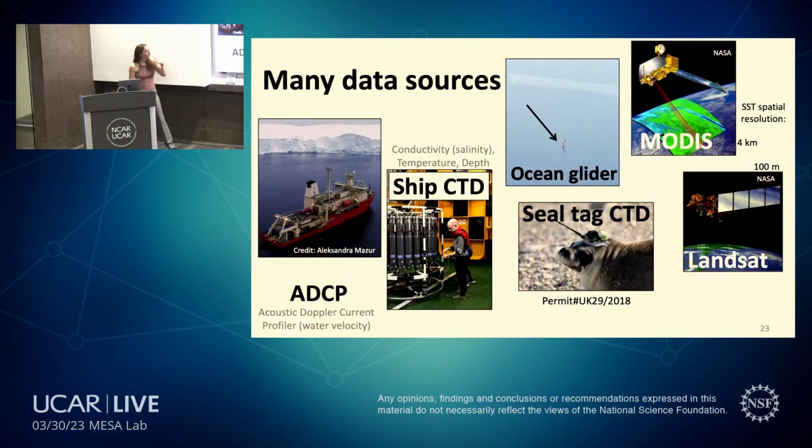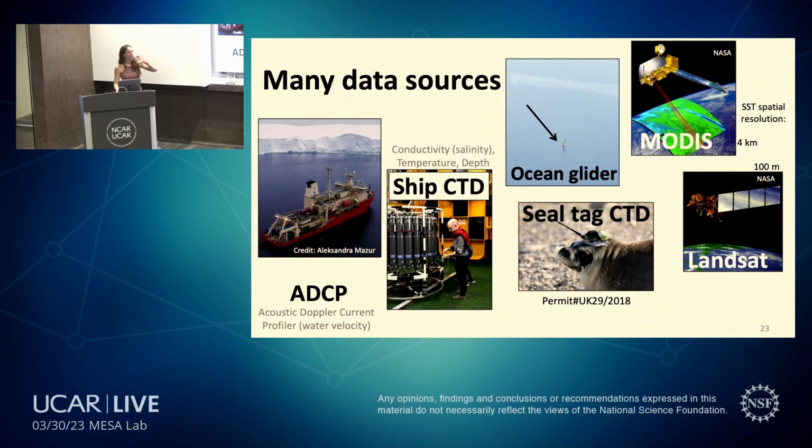As I mentioned, we're using lots of different data sources for this. For the field observations, we're using water velocity from an acoustic Doppler current profiler from the ship. We have shipboard CTD, which gives us conductivity, temperature, and depth, and from that we can calculate salinity. The ocean glider and seal tag CTD measure the same. And then the remote sensing component that we're using is sea surface temperatures from MODIS and from Landsat. MODIS provides the coarse spatial resolution but high temporal frequency, and Landsat provides the high detail and lower temporal frequency.